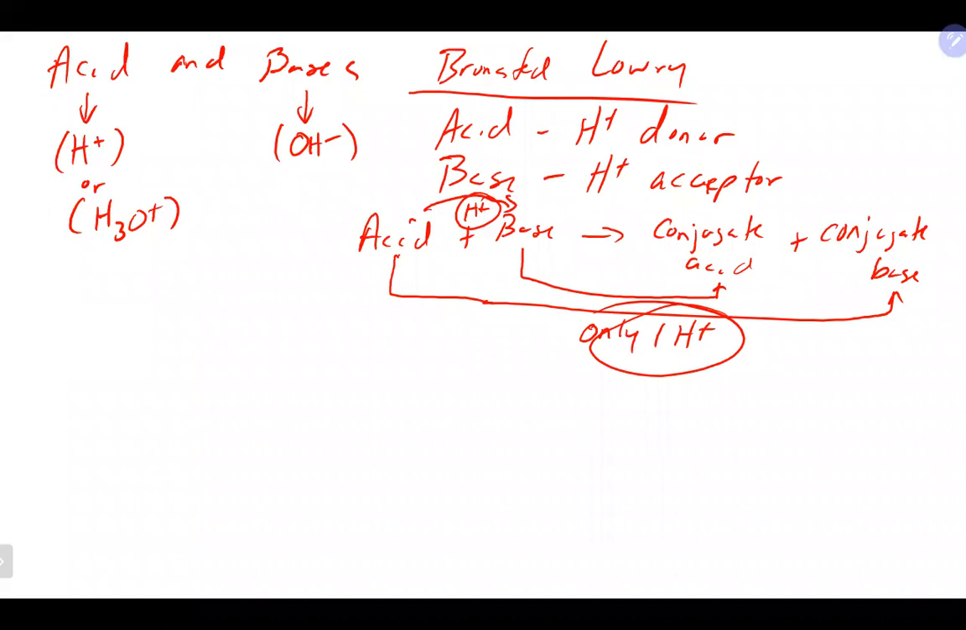As we talked about, even acids that have the ability to give away more than one hydrogen, it does happen one at a time. So that's what creates our conjugate acid base pairs. If it's anything more than one H plus, then it is not a pair in that situation.